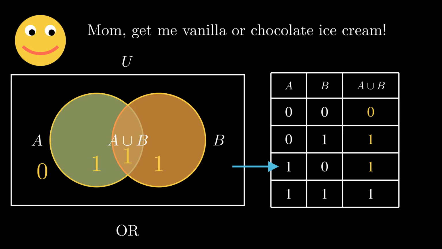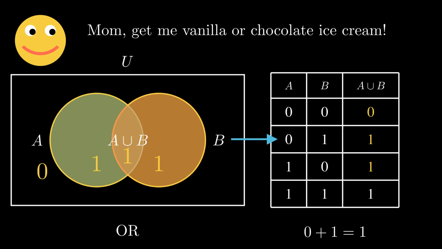But the mother can decide to buy a double scoop, one vanilla and one chocolate. In this case, the child will also be happy because the wish was fulfilled. So the OR operation results in true. The union can also be seen as an addition operation. Let's look at the example highlighted by the arrow.